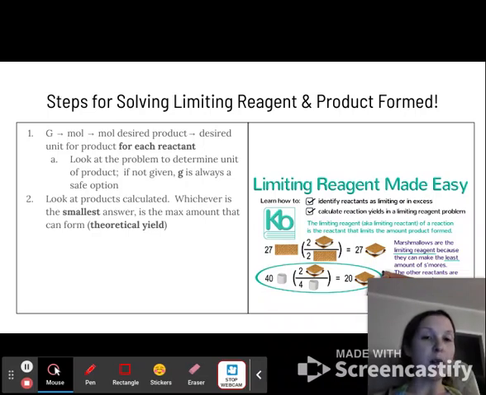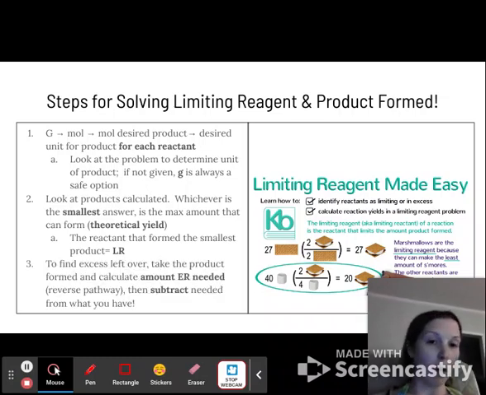Whichever one gives you the smallest answer, that is the maximum amount that can form, because after that you've run out of your other reactant. This is also referred to as your theoretical yield, which we'll talk about in the next lesson. And the reactant that formed the smallest amount of product is your limiting reactant. The one that formed more is your excess reactant or reagent.